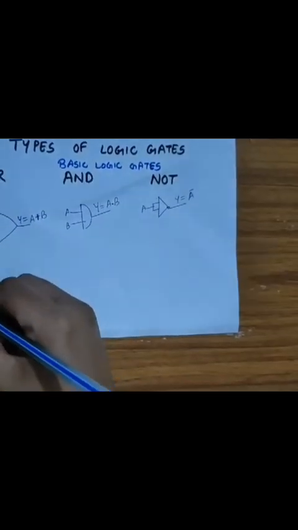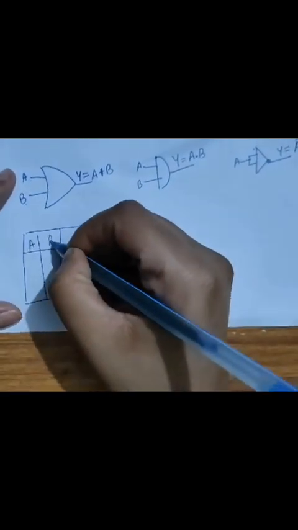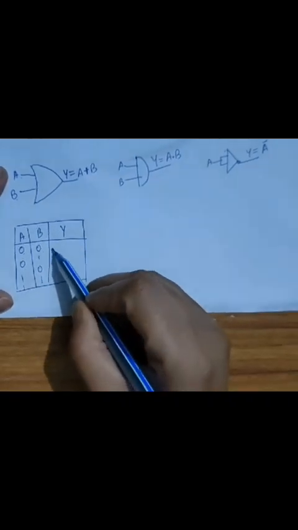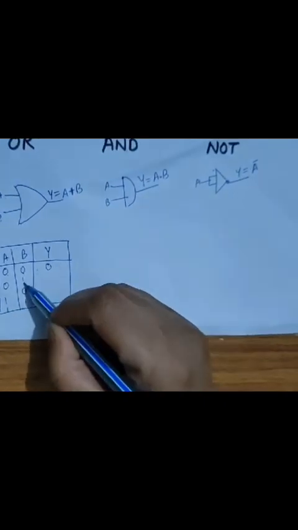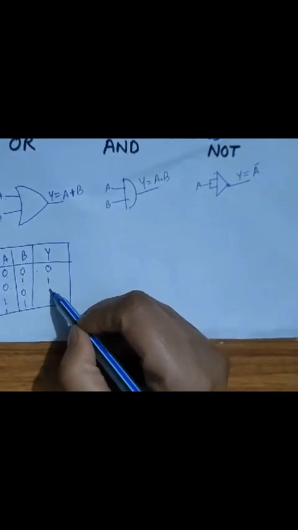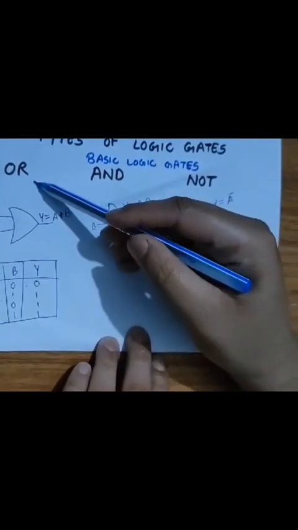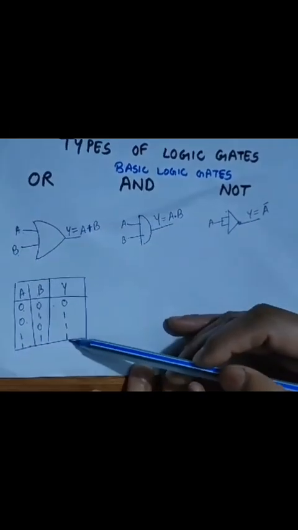So for OR, since it is a two-input system, A and B, the number of entries will be 4. So A, B: 0 0 1 1, 0 1 0 1. And Y, that is A plus B. So 0 plus 0 will be 0, 0 plus 1 will be 1, 1 plus 0 will be 1, and 1 plus 1 will also be equal to 1, since in an OR gate, at least one of the inputs must be high for the output to be high.